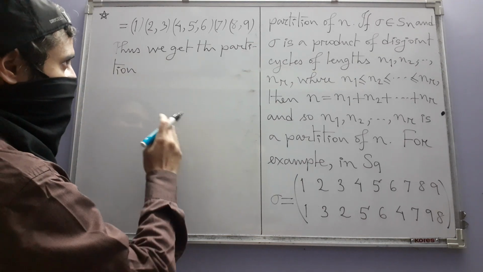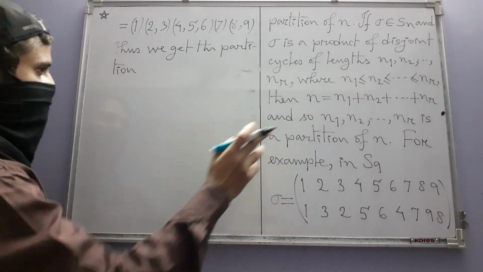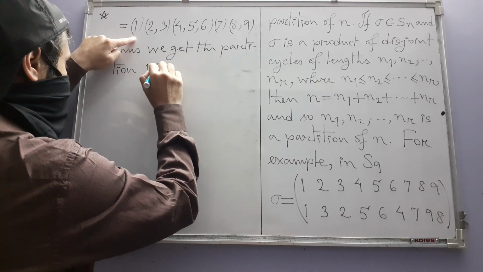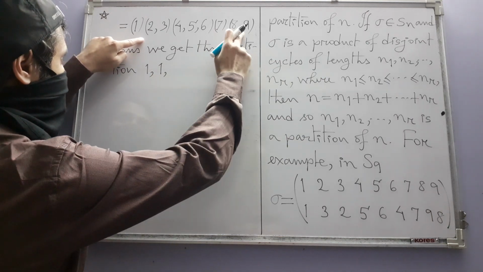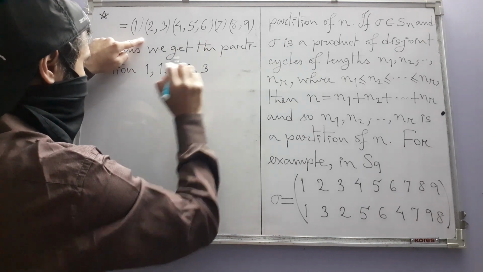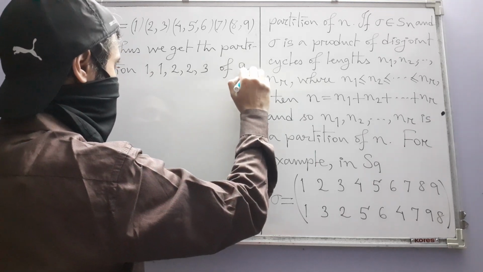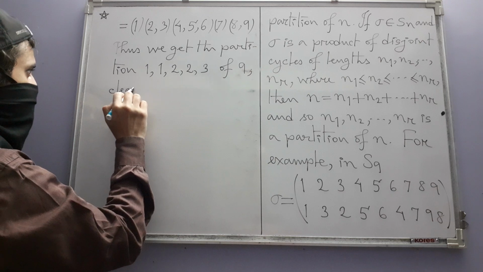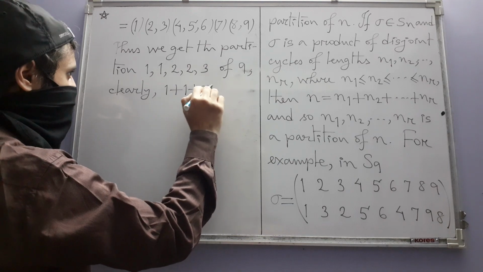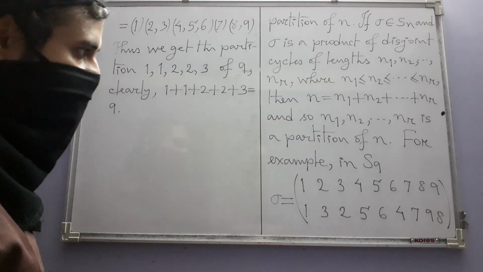Well, when we write a partition, we keep in mind this order. So we are going to get the partition created out of the cycle lengths. So we have two 1 cycles. Then we have two 2 cycles. And we have one 3 cycle, of 9. Clearly, if you add them up, then you get 9. Okay.